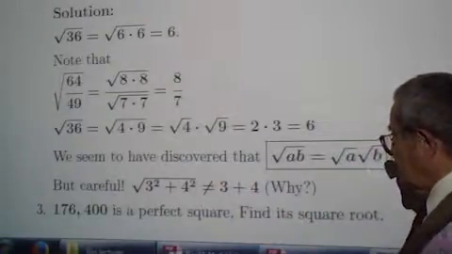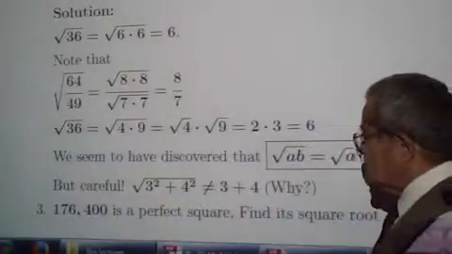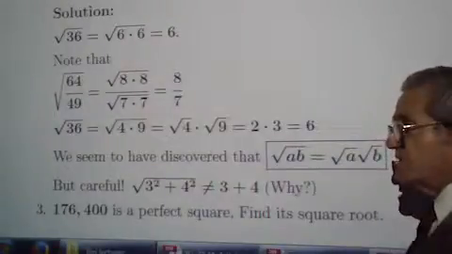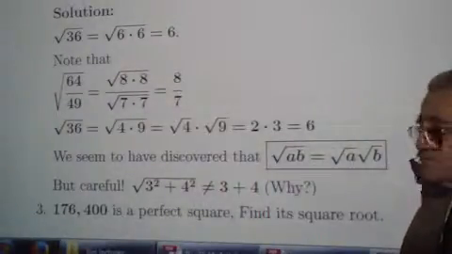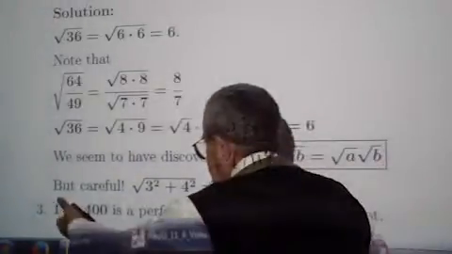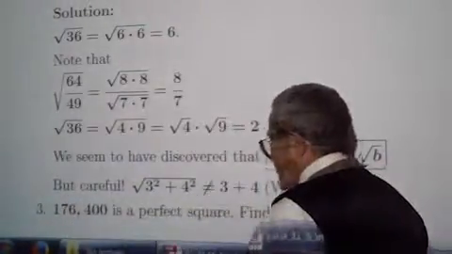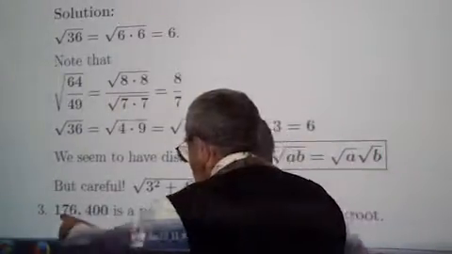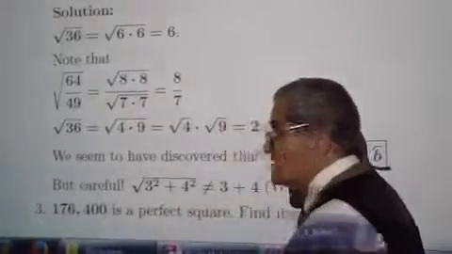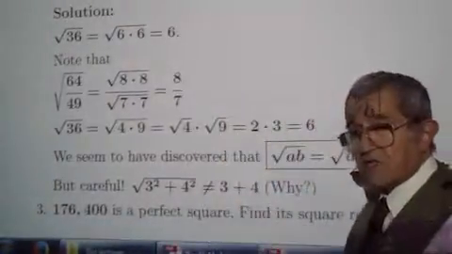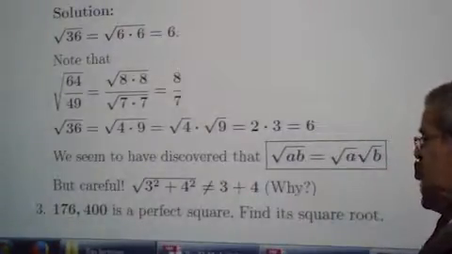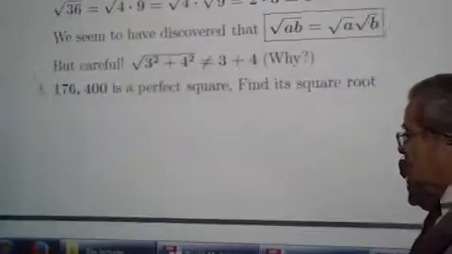Okay. Suppose I tell you that 176,400 is a perfect square. Find its square root. Well, how many pairs of factors can I make up in here? I can see 100. 1,764 times 100. 100 is 10 times 10. So I know there's a 10 that can come out. And what else can come out? Maybe we should think of a prime factorization.